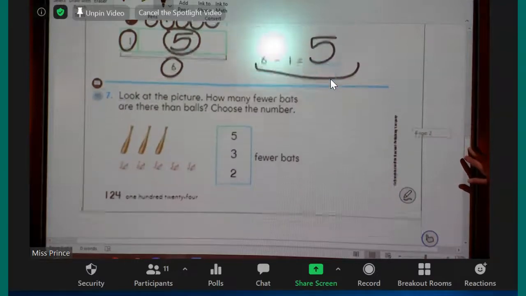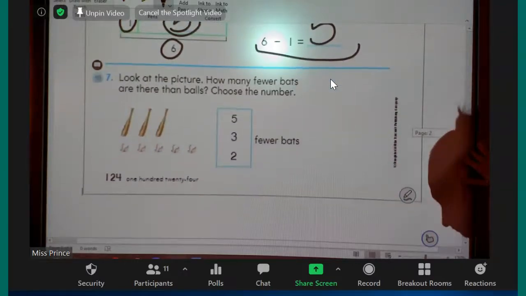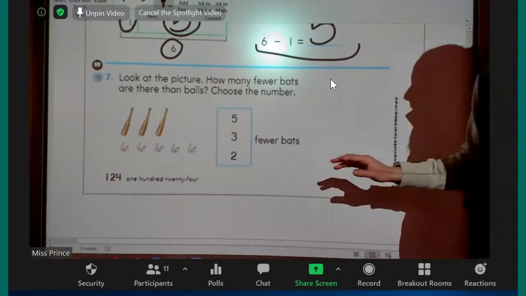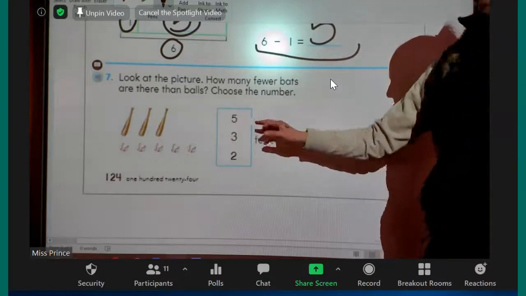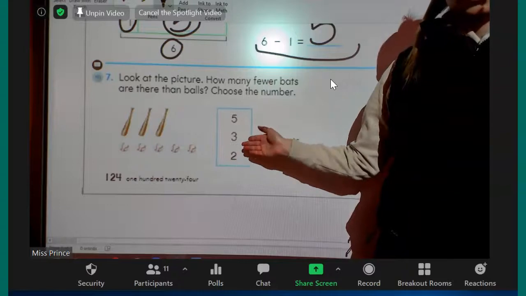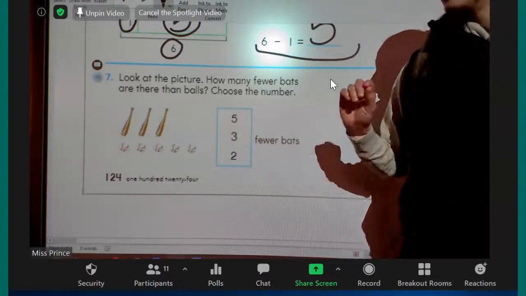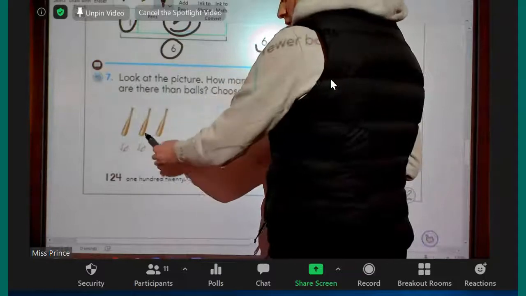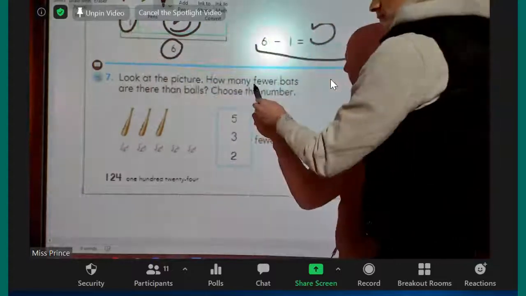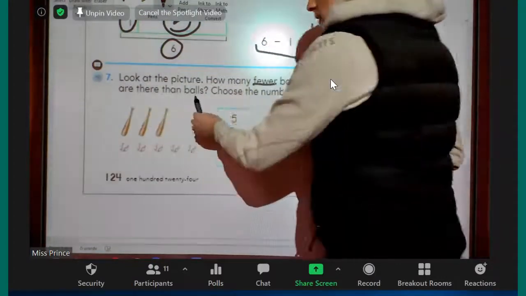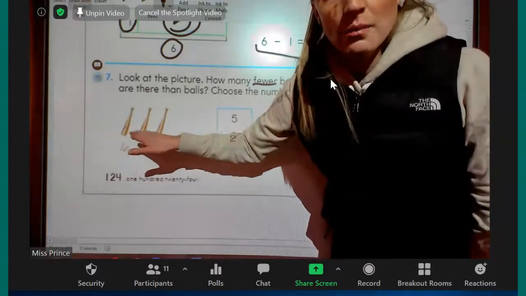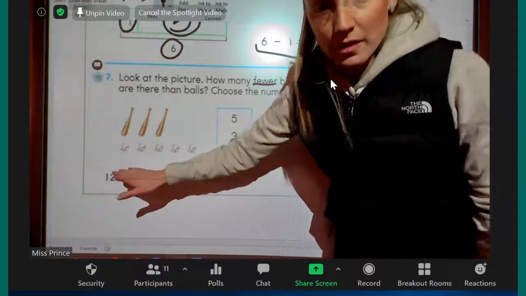We're going to scroll down until you see the baseball bats. Now, this problem here has 3 choices for answers, but you can only choose one of the numbers. There's 3 choices, but you can only choose one. Look at the picture. How many fewer bats are there than balls? So, fewer means smaller, so they want to know how many fewer bats are there than balls.